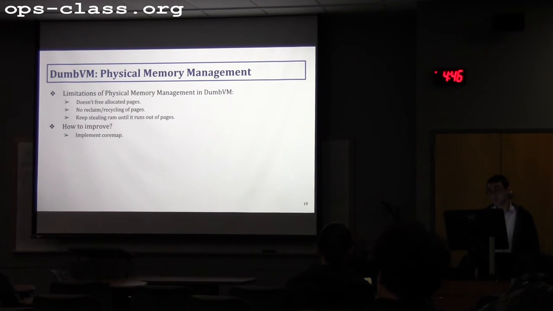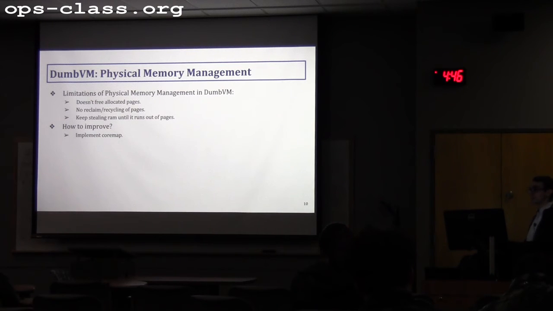As we said, the limitation of dumb VM physical memory management is that it doesn't free what is allocated. There is no reclaiming or recycling of pages. It keeps stealing until it runs out of pages. How should we improve this? By implementing the core map. How should we think about the core map? The core map is a data structure that keeps track of the pages that you have. All the information that you need to keep about a page, you should keep in the core map. It is similar to a process table: the process table keeps track of all the information of a process, while the core map keeps track of whatever information you need for every page. For example, whether that page is available or not.